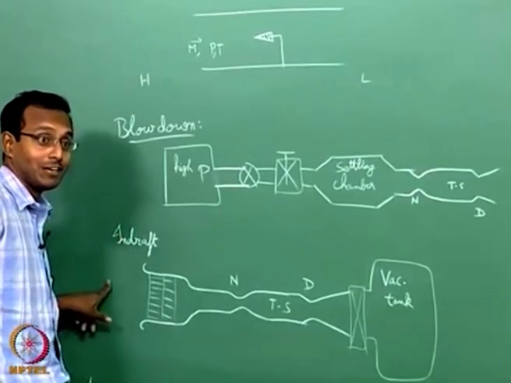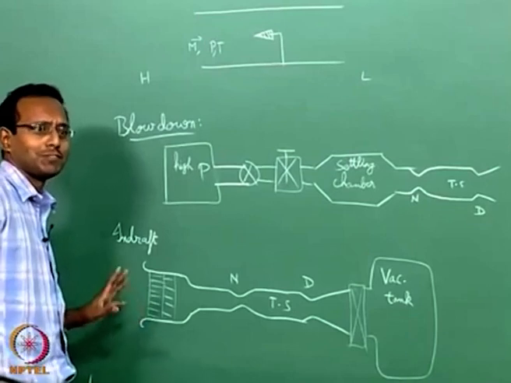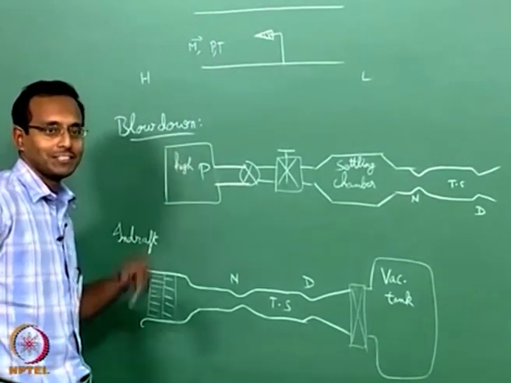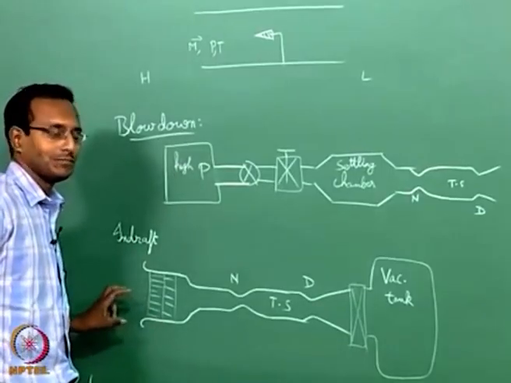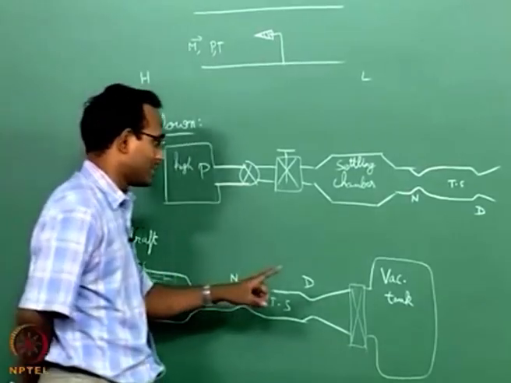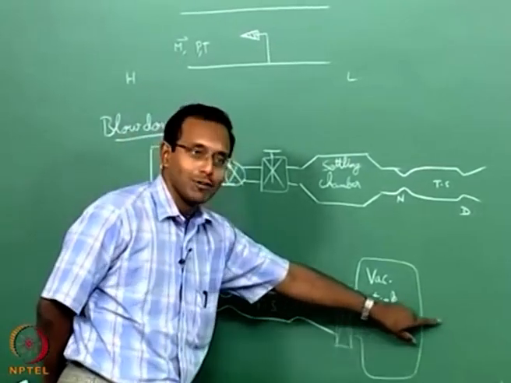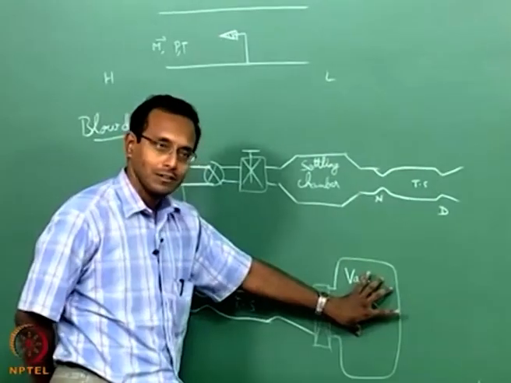P naught is a fixed value. Atmosphere, very difficult for us to change atmospheric pressure. Okay. It is going to be the same. Over the time scales of interest, atmospheric pressure does not change at all. Okay. And the main thing here is the pressure drop is given by low pressure on the other end. I am going to have a huge vacuum pump which is going to evacuate this chamber.